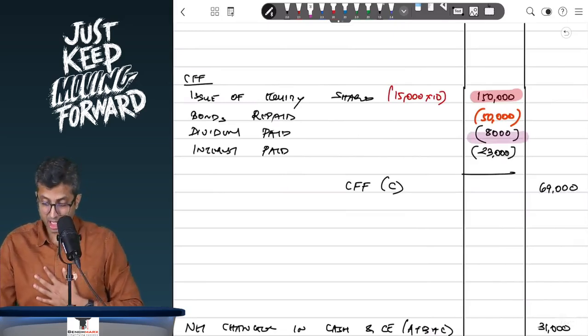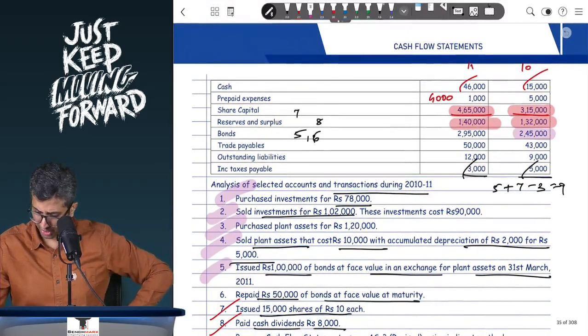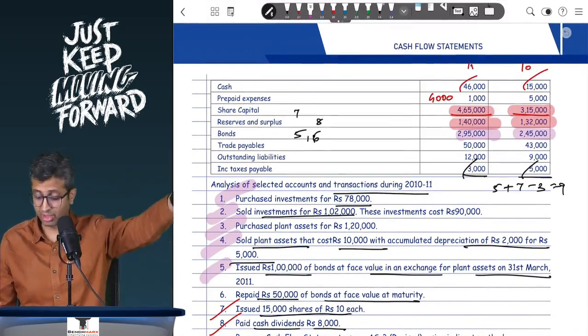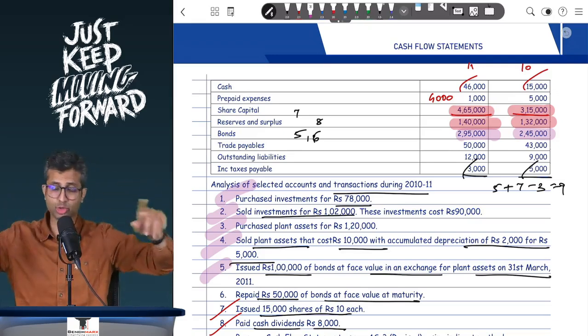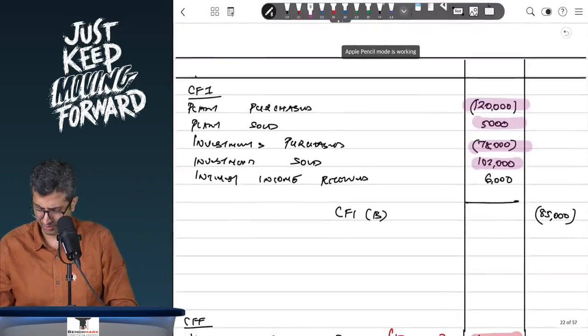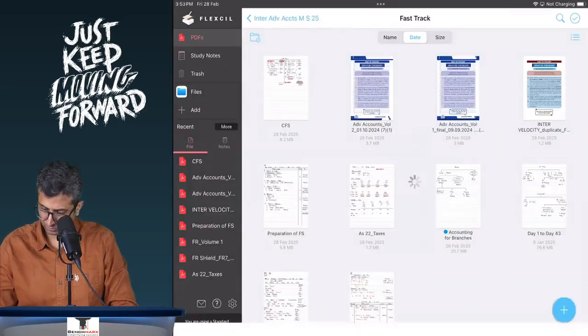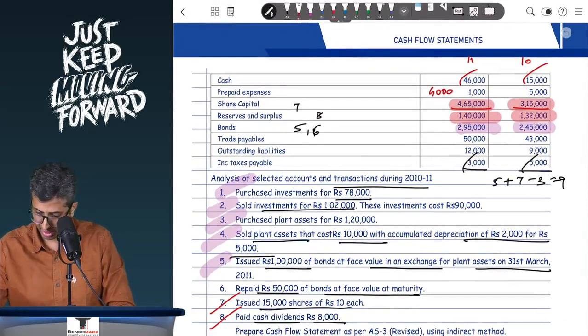Apart from that, when we look at the other items which are there, there is a bond which is 245, increasing by 1 lakh due to the plant, so becomes 345 minus 50,000 because of repayment. Now against the plant there's no cash flow, so 1 lakh will not go in the cash flow statement, but 50,000 repayment will go in the cash flow statement. Cash flow from financing, this will be minus 50,000 bonds repaid. Okay, sir. Then you have trade payable, outstanding liabilities. Again, trade payables are going up, so you will add 7,000. Outstanding liabilities going up, you will add 3,000.